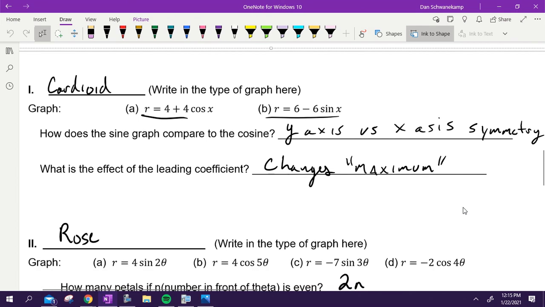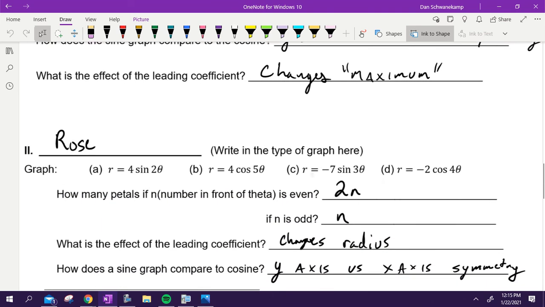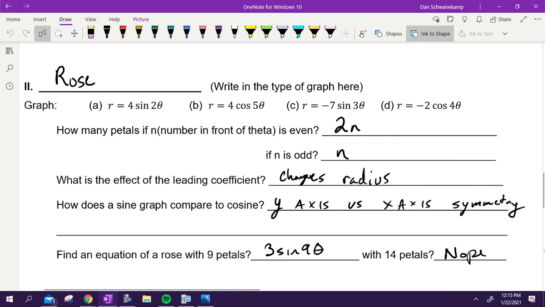You don't have to have exactly what I have. If you have something different, great. It was an exploration lesson, so don't feel like, oh, I had to have that. Okay, number 2. It was a rose. How many petals is it going to have if it says 2 theta here? 4, because it's double if it's even. If it said 5 theta, then how many petals is it going to have? 5, because if it's an odd number, it stays that way. So this would have 3. This one would have 8, because it's 4. It's even. We double it.